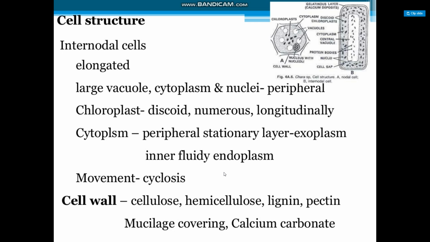Cytoplasm has a peripheral stationary layer known as the ectoplasm and an inner fluid endoplasm. Cyclosis movement is found in the cell. The cell wall is made of cellulose, hemicellulose, lignin, pectin and mucilage, covered with calcium carbonate.